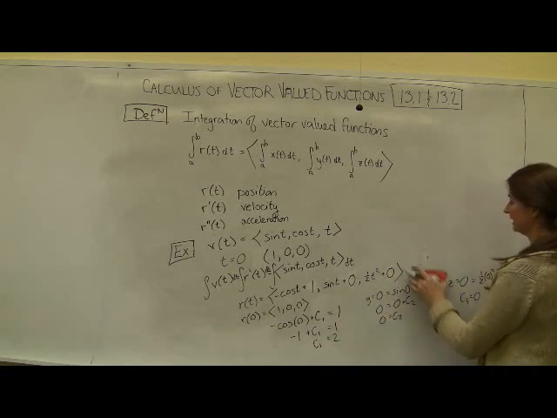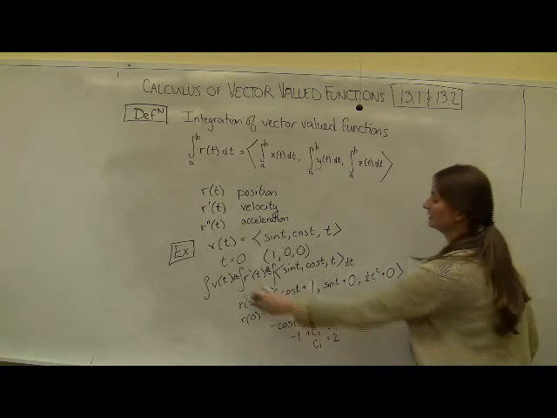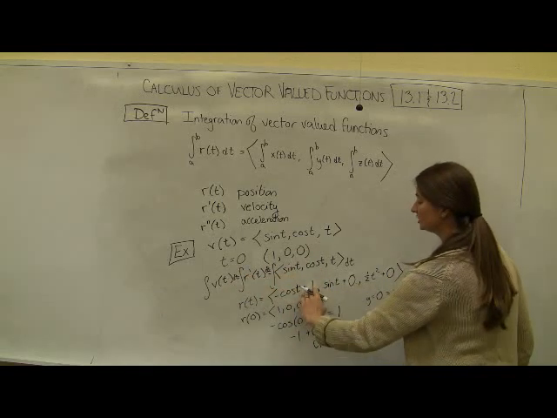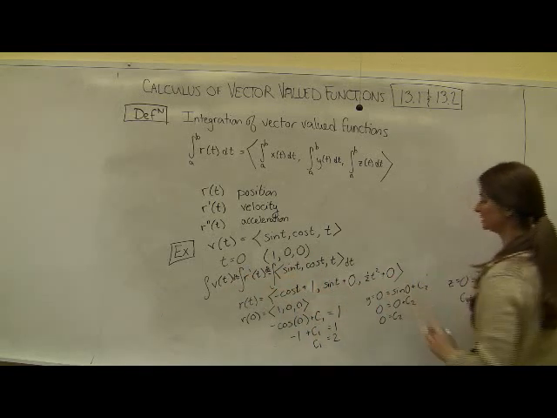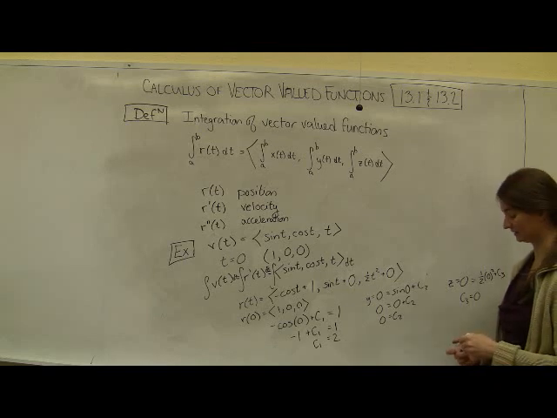And now I have my position function by taking the integral of my velocity function, making sure to keep the constants, and then solving for those constants.